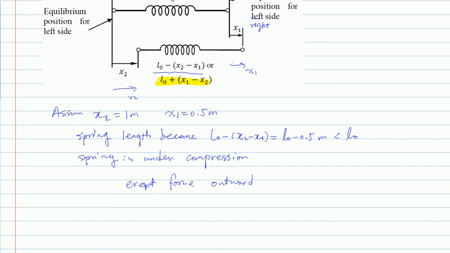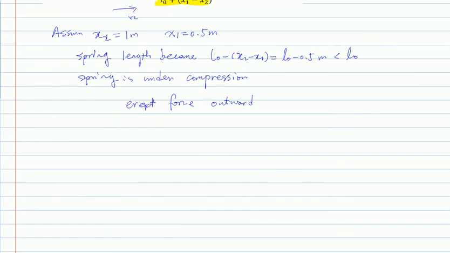So if I have a mass connected to the spring on the left side, then because the spring is under compression, the mass will experience a force in this direction, even though the motion of your mass is x2. So you're really experiencing an outward force here, which is 0.5 k in magnitude.